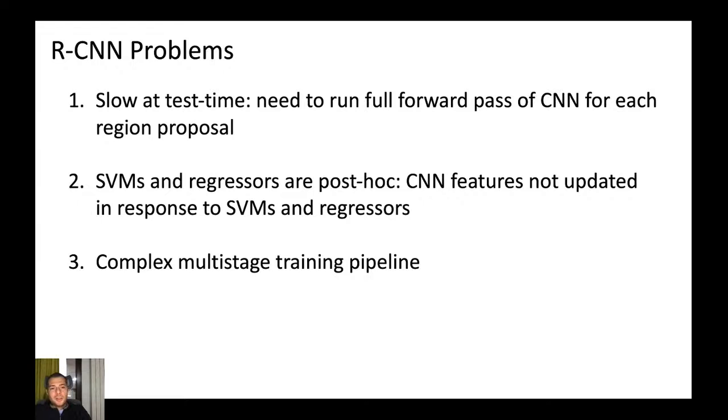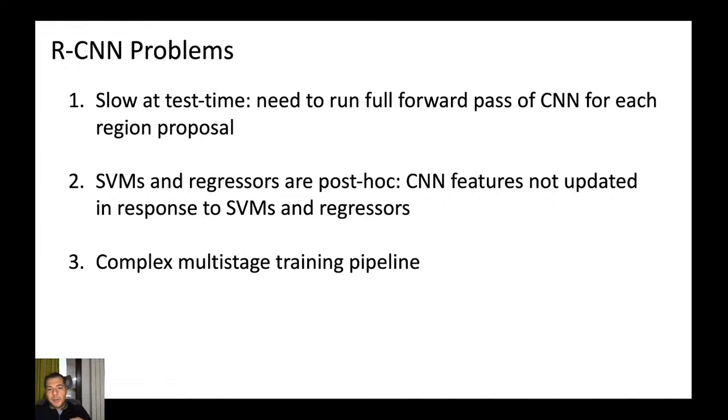And also the architecture is not trained in an end-to-end fashion, so the SVMs and the bounding box regressions are trained independently. So the CNN features are not updated in response to the training of the SVM and the regressors, and this is suboptimal. So we can expect better results if we are able to train this framework jointly.